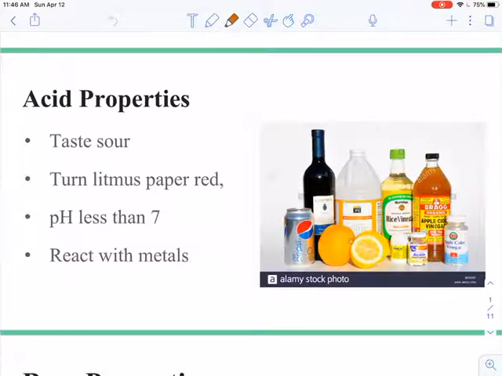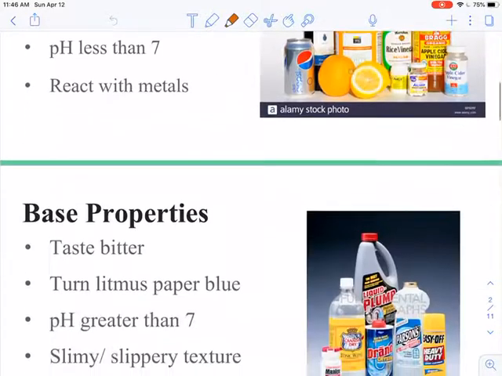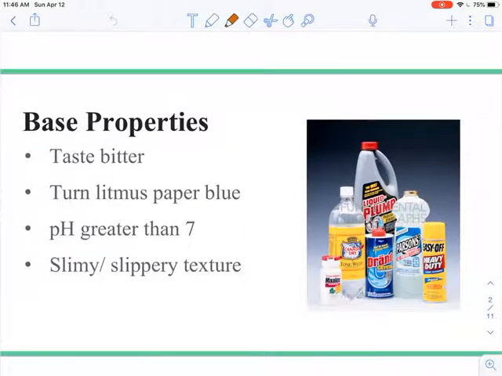And we'll talk a little bit more in the future about what is litmus paper, what is pH, all of those things. On the right, you see all sorts of different acids, some of which you probably have around your house. Then the properties of bases is that they taste bitter, they turn litmus paper blue, they have a pH greater than 7, they have a slimy or slippery texture.